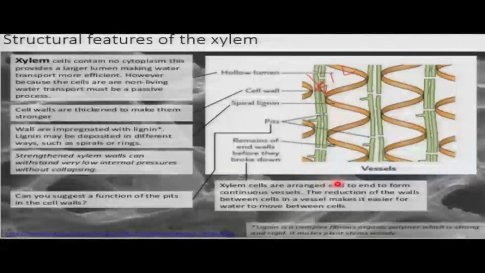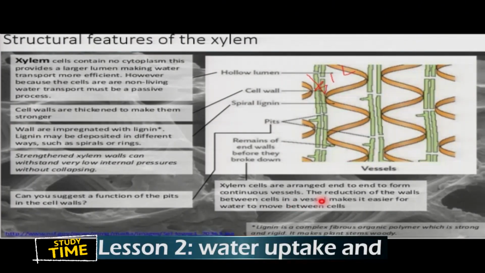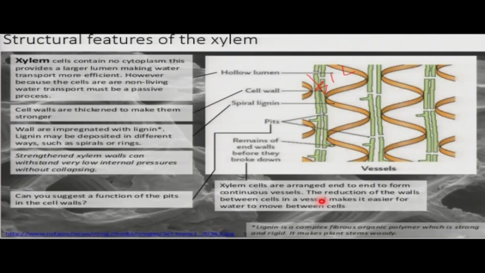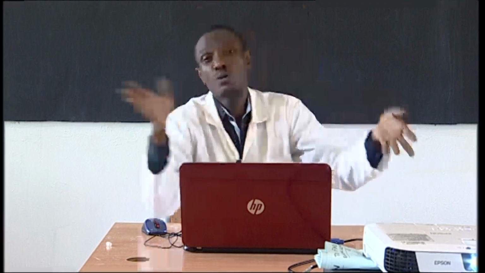So they are arranged end to end to form continuous vessels. Reduction of the walls between the cells in the vessels would make it easier for water to move between cells without being stopped. Lignin, a complex fibrous organic polymer: one, strong; two, cannot react with minerals. And so the minerals and water will flow through without being consumed.